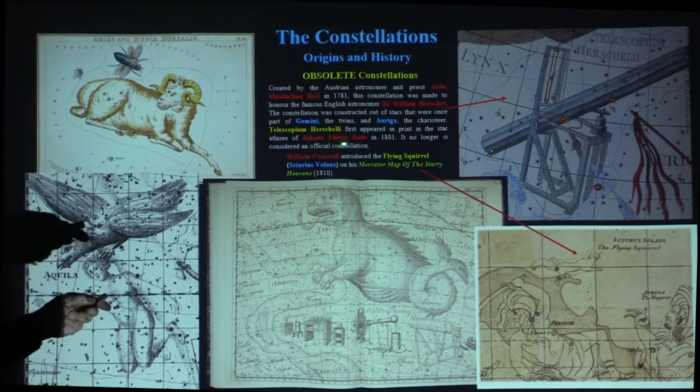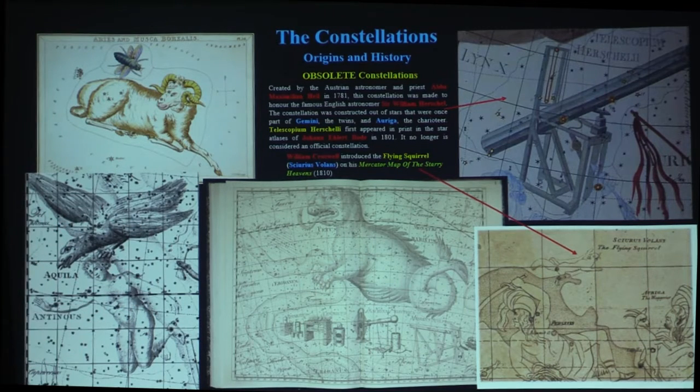William Croswell introduced the flying squirrel, Sciurus volans, on his Mercator map of the starry heavens. It looks like a pencil drawing. It looks really pathetic, doesn't it? It looks like something out of Rocky and Bullwinkle. You know, the flying squirrel. And of course, does anyone know who this is?